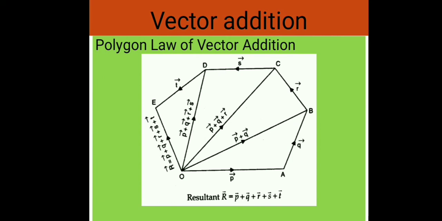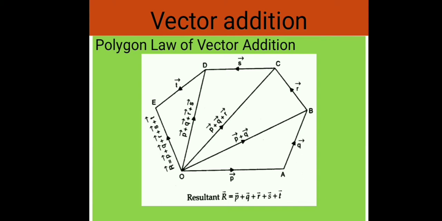Next one, polygon law of vector addition. Now, if a number of vectors are represented both in magnitude and direction by the sides of an open polygon taken in the same order, then their resultant is represented both in magnitude and direction by the closing side of the polygon taken in the opposite order. You can see the diagram.